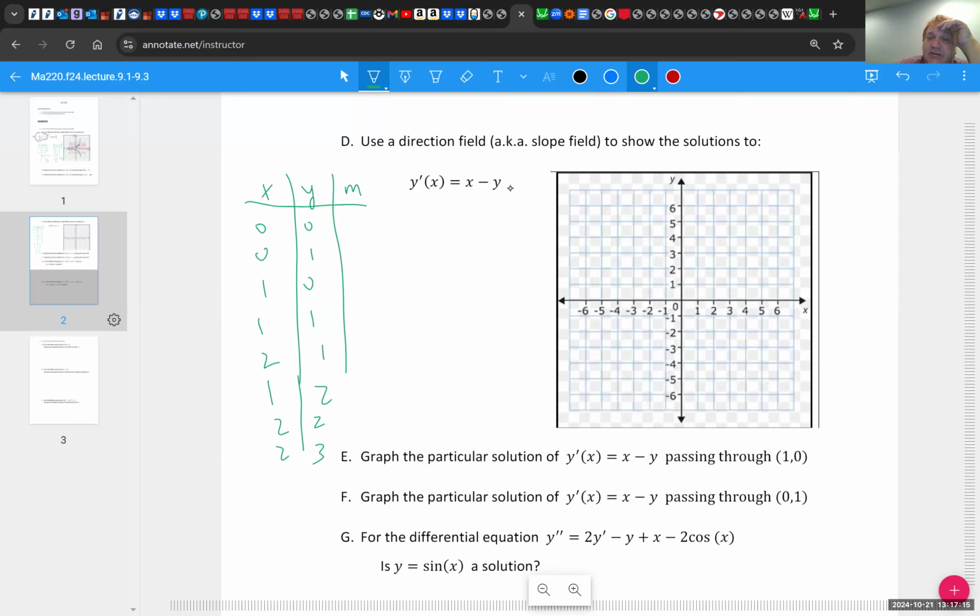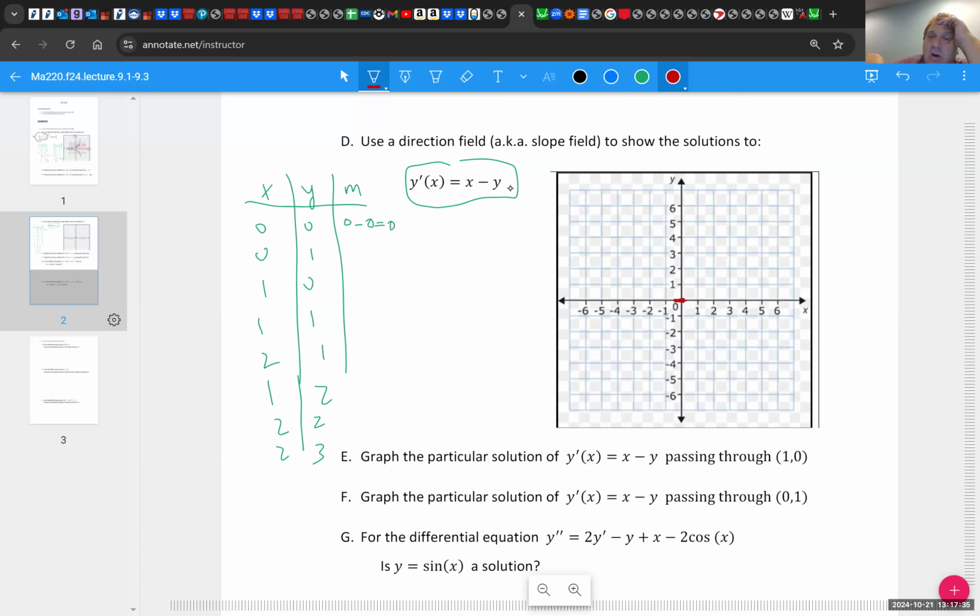If x is 0 and y is 0, so we're talking about the origin, the derivative equation, which is right here, is x minus y, which is 0 minus 0, which, yes, indeed, is 0. So I know at the point 0, comma 0, I have a slope of 0. So once again, like before, we have a horizontal line at 0, comma 0.